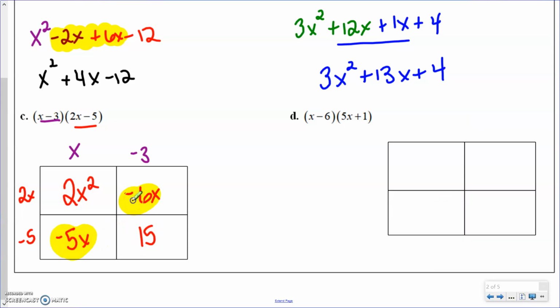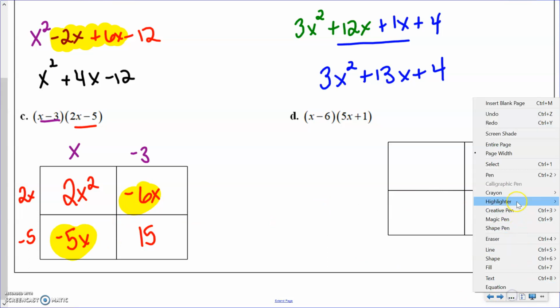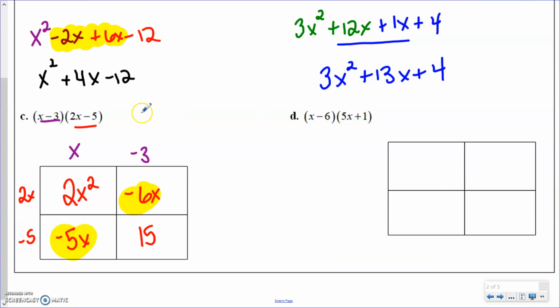Okay, combine these two together. So negative 5 and negative 6 give me negative 11. So I have 2x squared, negative 11x, and a positive 15.